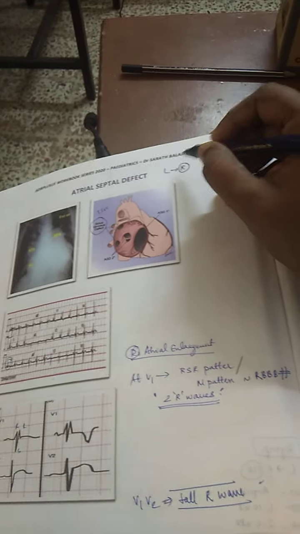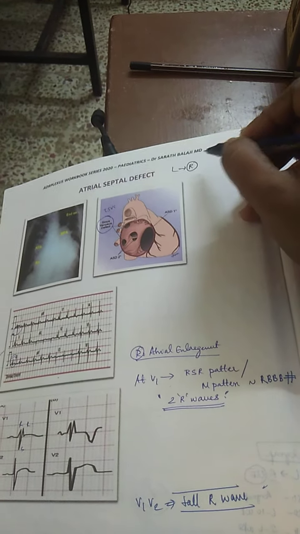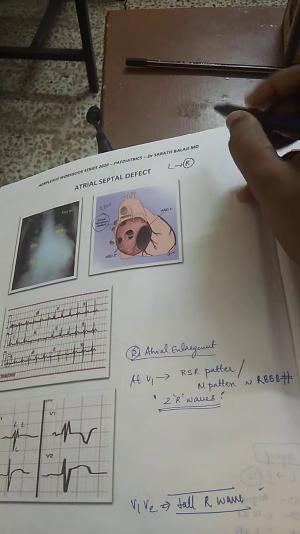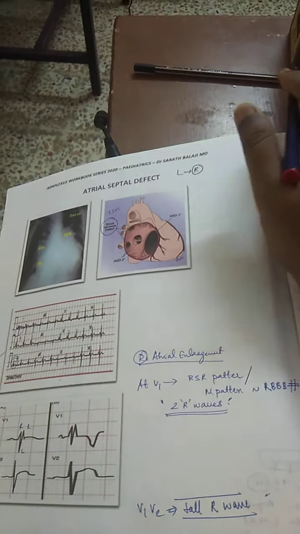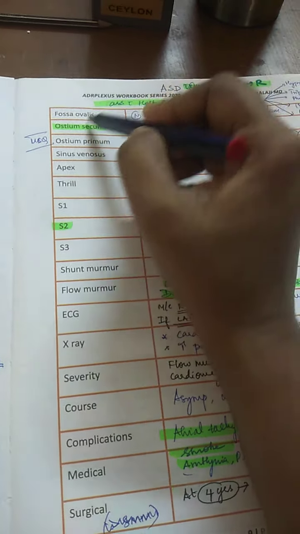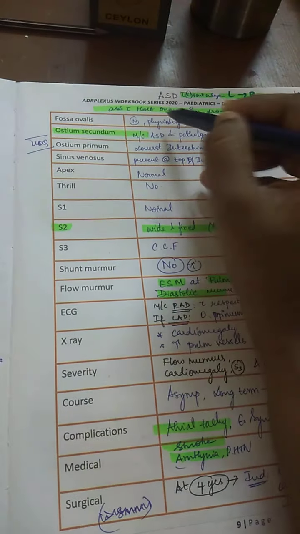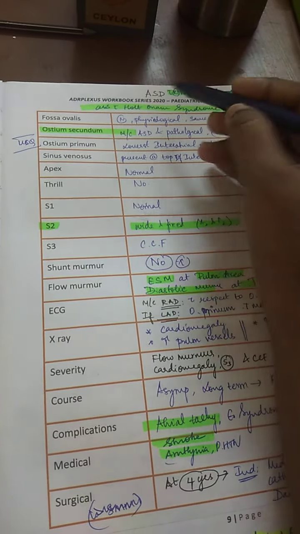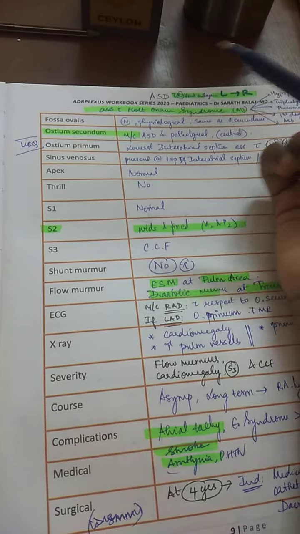Okay, in atrial septal defect, again it's a left to right shunt, so you will have right atrial enlargement, right ventricular enlargement, all that will be present here. And there are three types: fossa ovalis, ostium secundum, ostium primum. Fossa ovalis is a normal septal defect which is physiological and will close spontaneously.